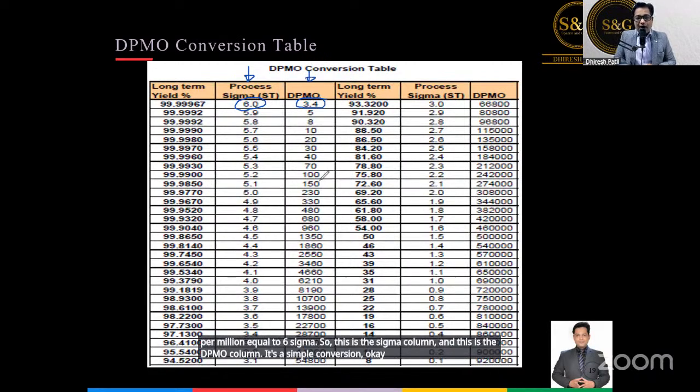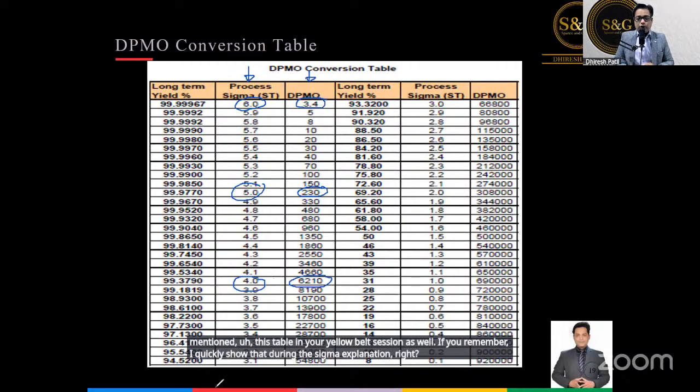So if you have 230 defects per million, you are at 5 sigma. If you are making 6,210 defects, you are at 4 sigma, and so on and so forth. I mentioned this table in your Yellow Belt session as well. If you remember, I quickly showed that during the 6 sigma explanation, right?